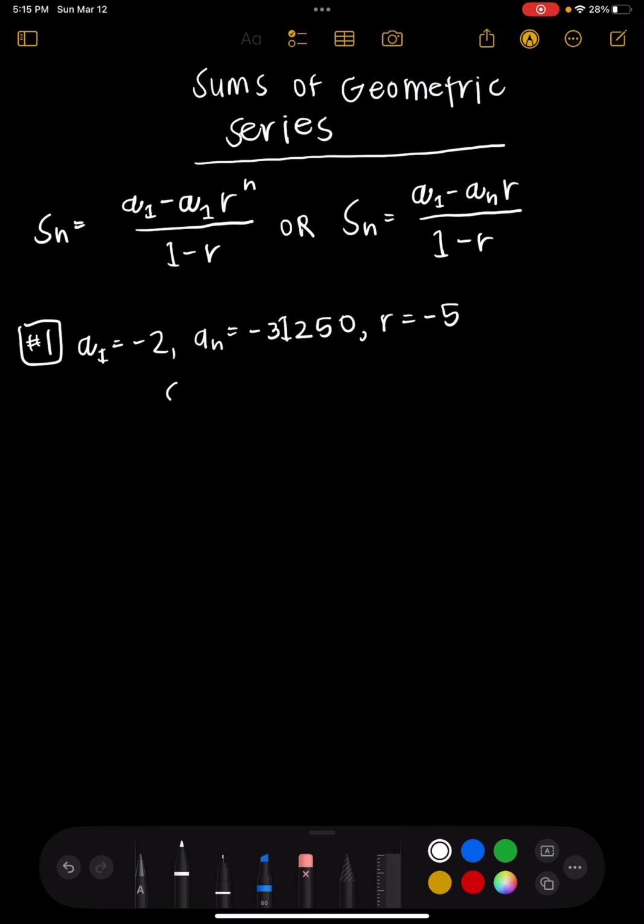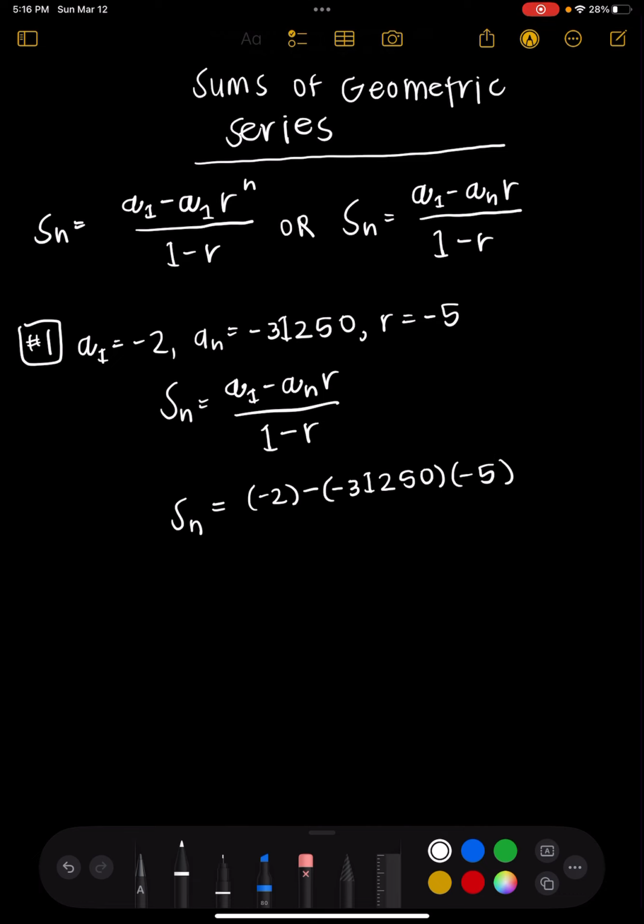So I'm going to say S sub n is equal to a1 minus an times r over 1 minus r. Now let's replace what we know. So it's going to be S sub n, and we don't know what n is, so I'm just going to leave it as n, which is totally fine, is equal to a1, which we know is negative 2, minus an, which is negative 31,250, times r, which is negative 5. Notice that I put everything in parentheses. Sometimes it's easiest, every time I plug a number in for a variable, to plug it in inside parentheses, just so your calculator reads it right. And then on the bottom we have 1 minus r, which is negative 5.